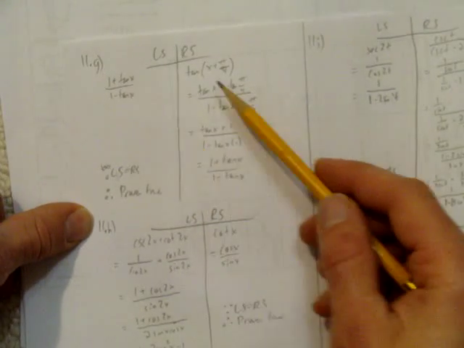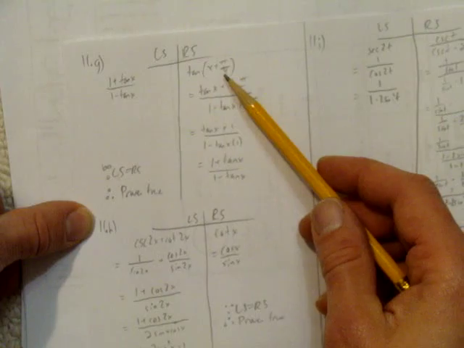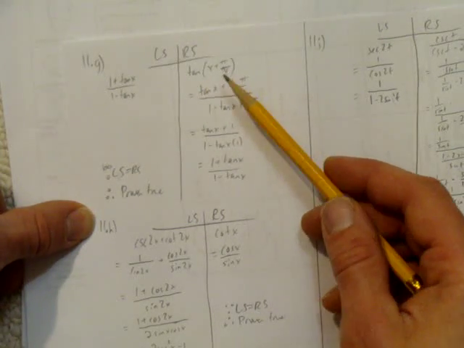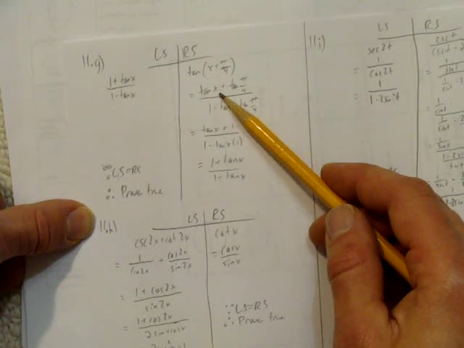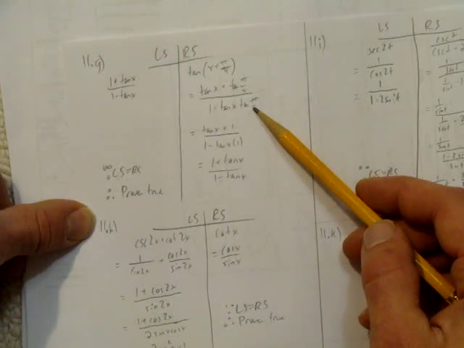I could have converted tan to sine over cos, but why would I? There's no sine over cos here. So instead I worked with my compound angle formula. I looked on my sheet, there's a formula for tan of a plus b. So I did tan of a plus b and I got tan of x plus tan of pi over 4, just using my formula, over 1 minus tan of the first thing, tan of the second thing.